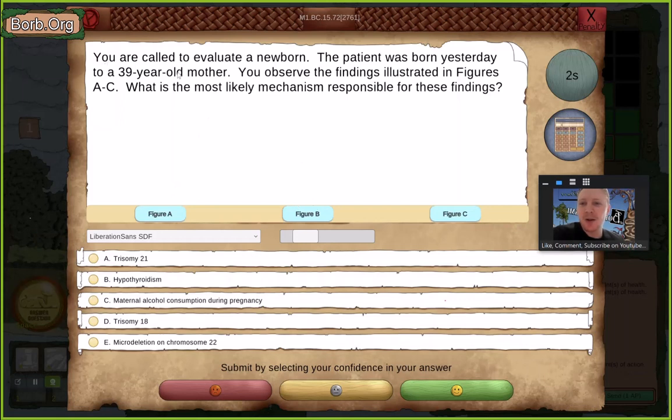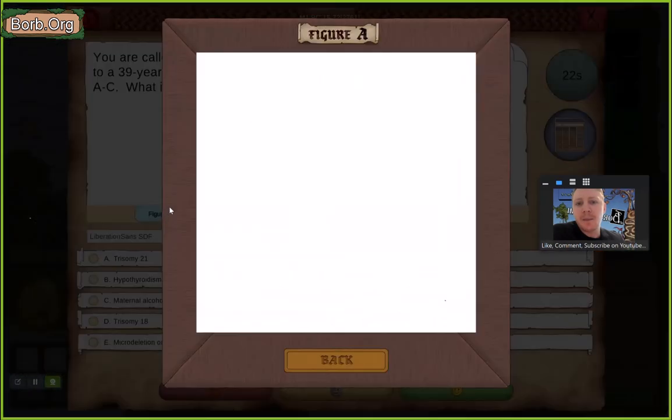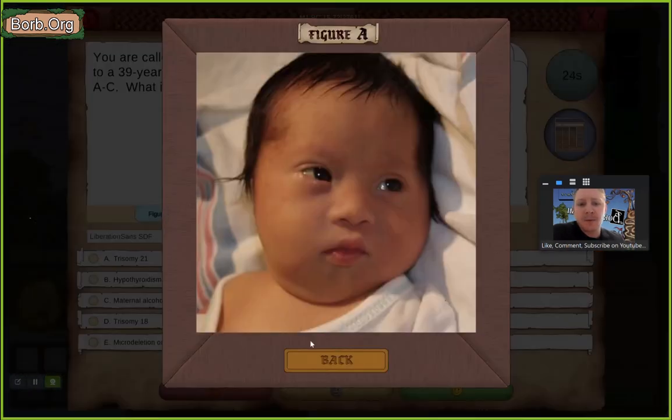So you are called to evaluate a newborn. The patient was born yesterday to a 39-year-old mother. You observe the findings illustrated in figures A through C. What is the most likely mechanism responsible for these findings? So you observe A through C. It's a newborn. All right. So A. So what are you seeing in A?